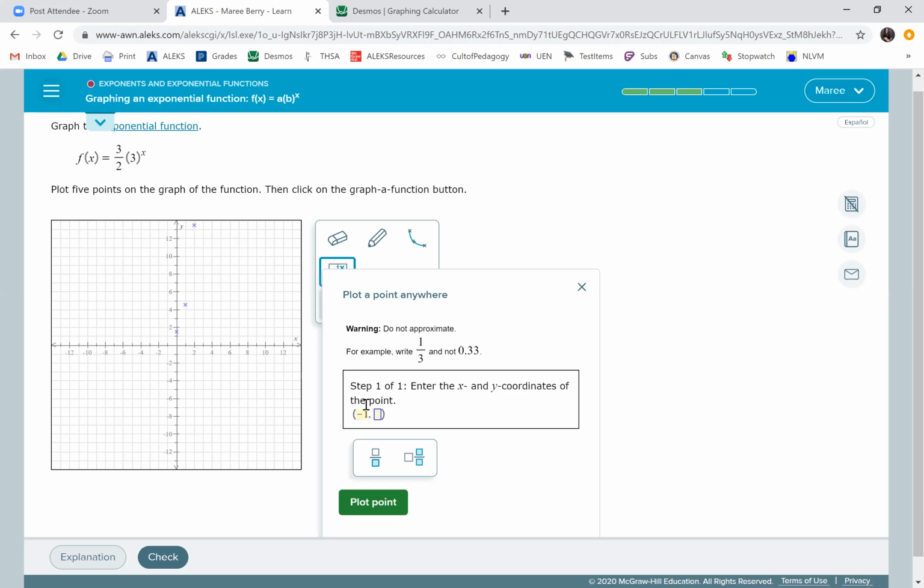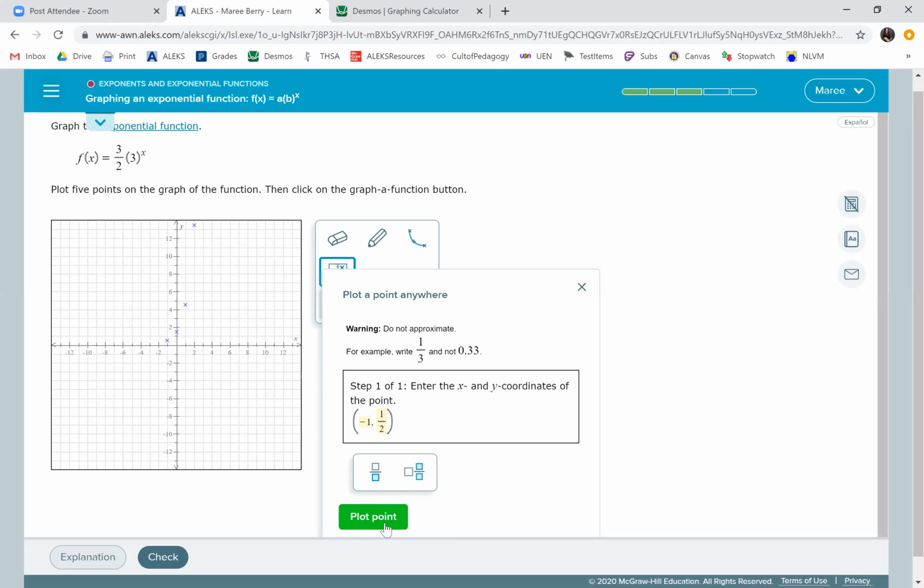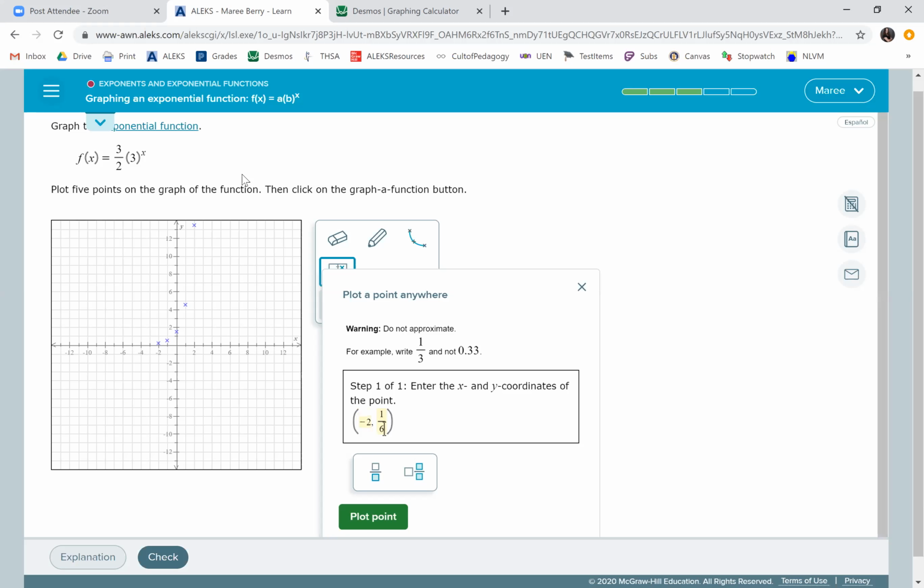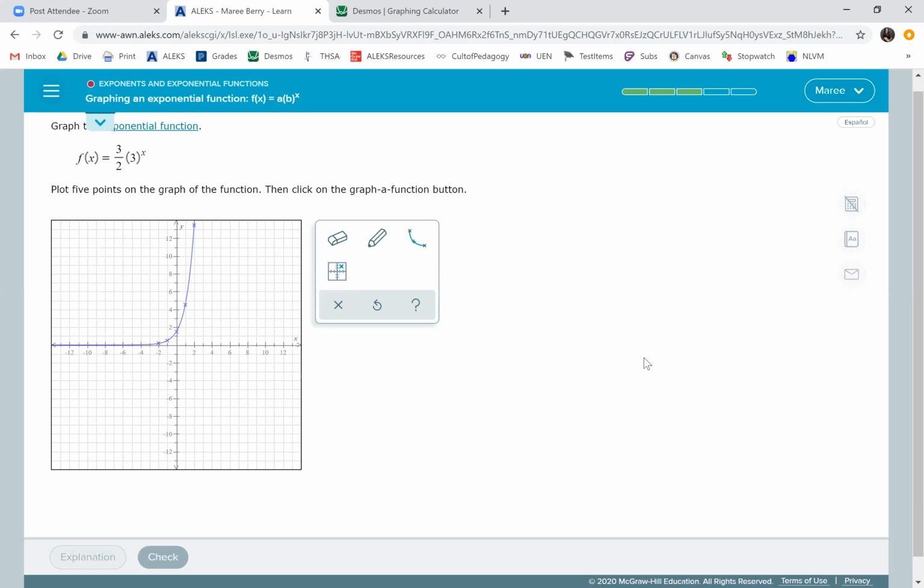When x is -1, that's going to be 1/3 times 3/2 is 1/2. And then when x is -2, that's going to be a 1/9 times 3/2. 3 cancels with the 9 to get a 3 times 2, so it's going to be 1/6. Does that look about right? Yeah, that works. Okay. That's the end of the lesson.